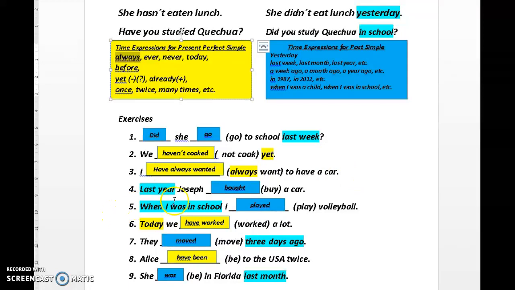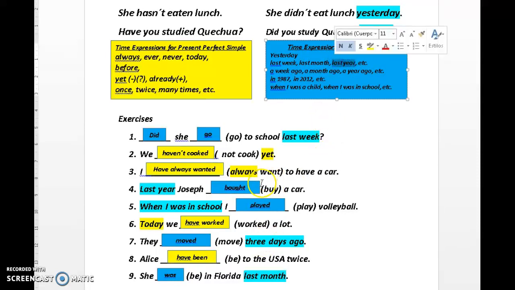Number 4, last year Joseph bought a car. Last year is a definite point in the past. This is past simple. Number 5, when I was in school, I played volleyball. As you can see, the expression when I was is for past simple.